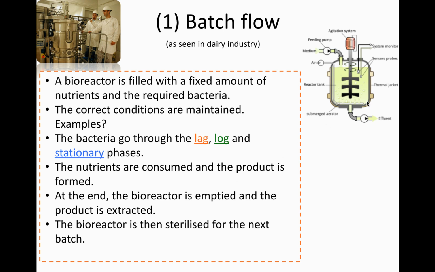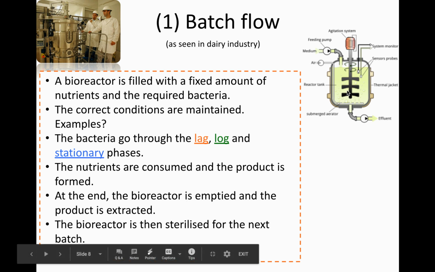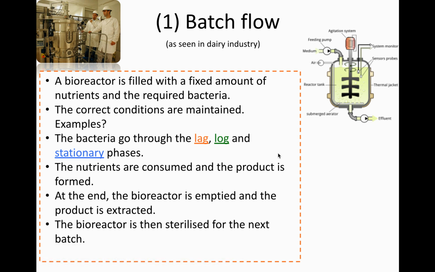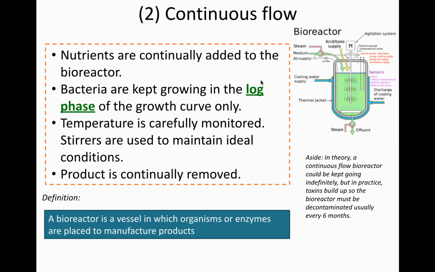It's almost like, I suppose, baking a cake or whatever. You put in your ingredients at the start and you wait a certain amount of time, and then you remove your completed cake. Okay? So at the end of the process, then, if the product has been removed, we empty the bioreactor fully, we clean it down, we sterilize it, and then we can start the next batch again. Okay, so that would be batch flow, the batch flow process that is used widely, for example, for producing cheese.